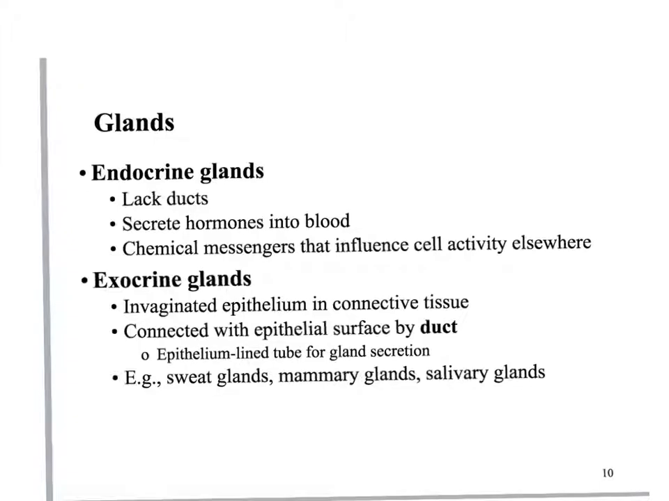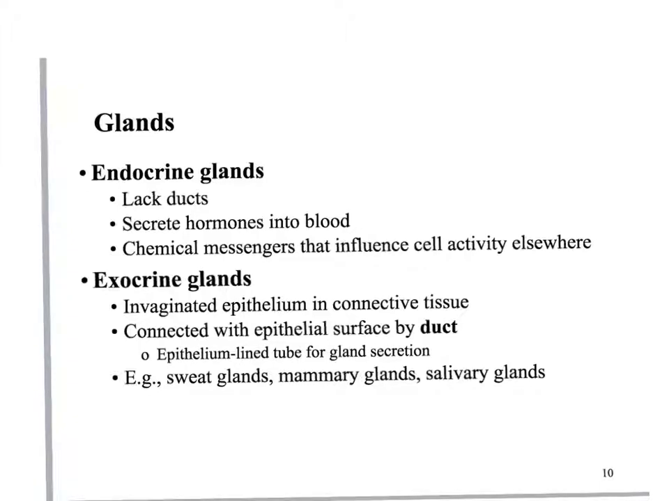The question you ask yourself is, where does the secretion, where does what's produced end up? Does it stay inside the body or does it end up outside of the body? In the case of thyroid hormone, it's produced by the thyroid, secreted into the blood, and goes to the target organs. It never leaves the body. The pituitary gland produces a number of hormones that go into the blood, but they all stay inside the body.